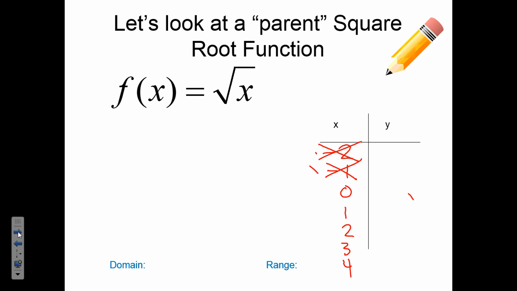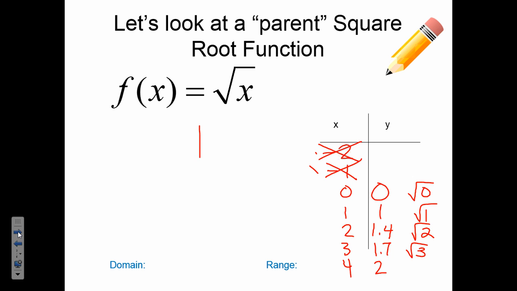The square root of 0 would just be 0. The next one, square root of 1, would just be 1. Square root of 2 would be 1.4. This is where your calculator comes in. The square root of 3, approximately 1.7. And the square root of 4 is 2.